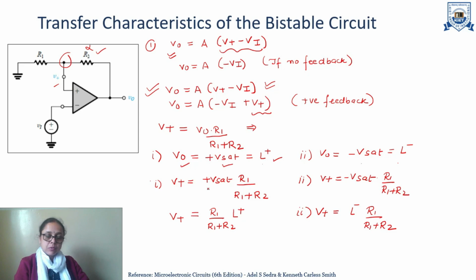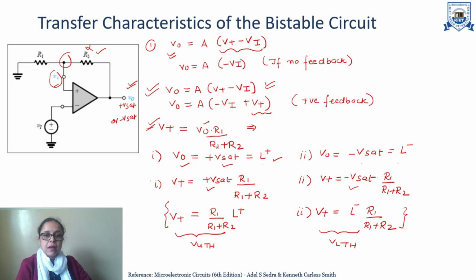Now, there can be two cases for the operational amplifier: either the output is at plus V sat or it is at minus V sat. So, the corresponding value of V plus will also change. If the output is at plus V sat, the value will be this, and if the output is at minus V sat, it will be this. So, accordingly, the value of V plus will depend upon the value of the output.